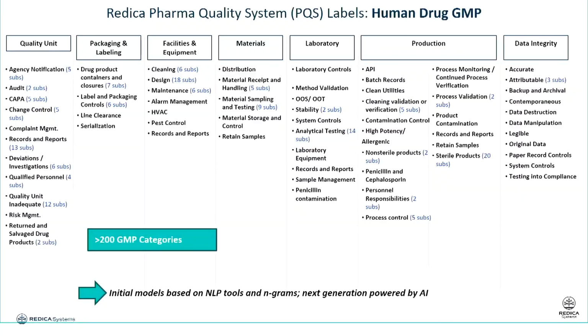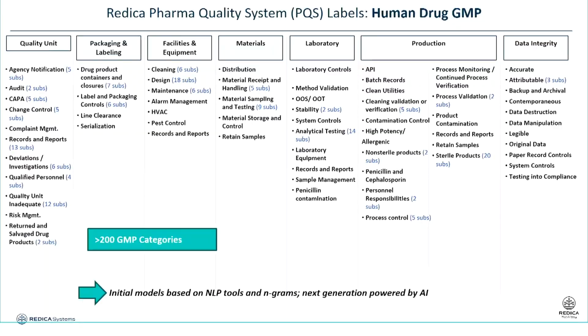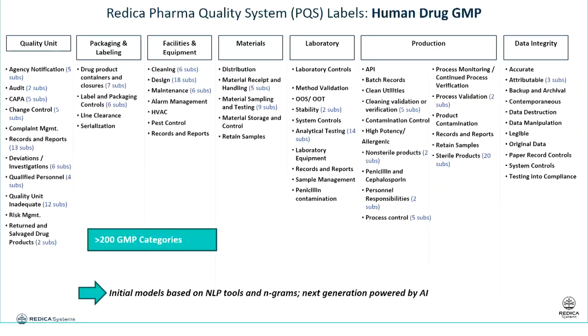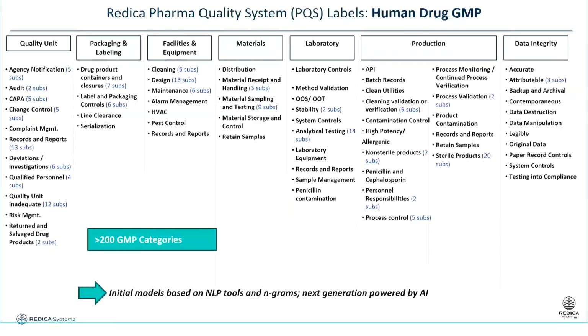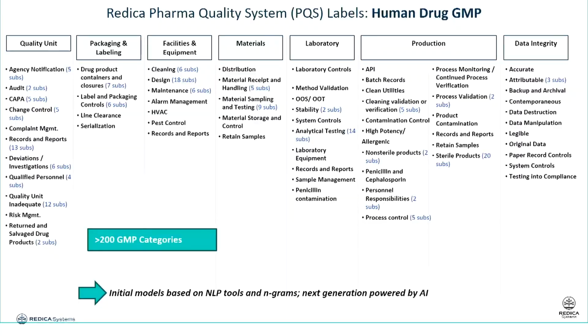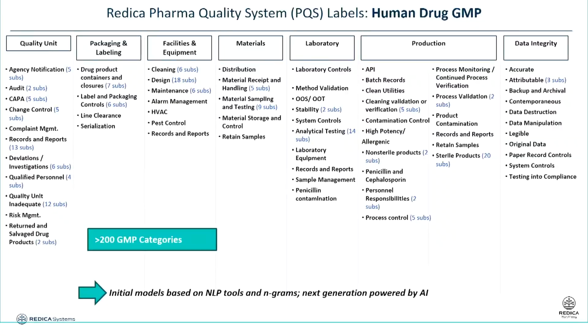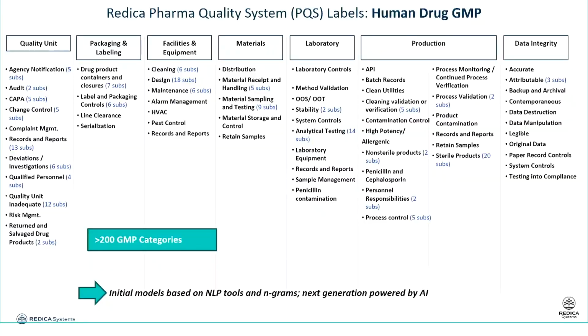Now, our initial models were based on natural language processing tools. So things like you take the text and you remove extra spaces, you do spell check and you get rid of typos, you do parts of speech tagging where you diagram sentences, and stemming, and then things called n-grams, which are sequences of words that we use to look for. And that model was good, and we're still using it, but we're working on our next generation powered by AI, which will be coming out really soon. And we'll be talking about what that is and how that's different from this model.